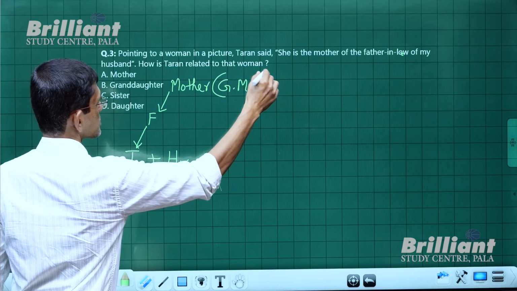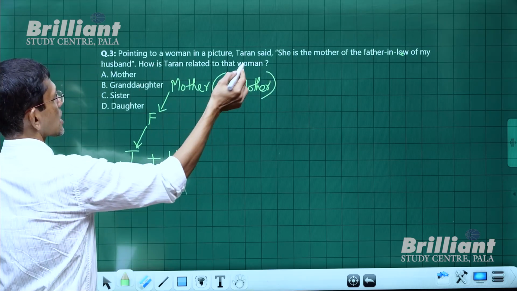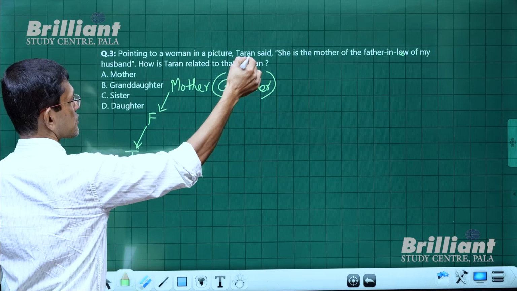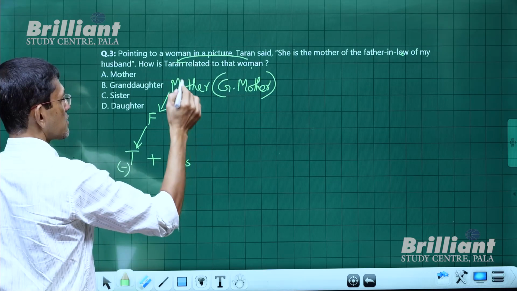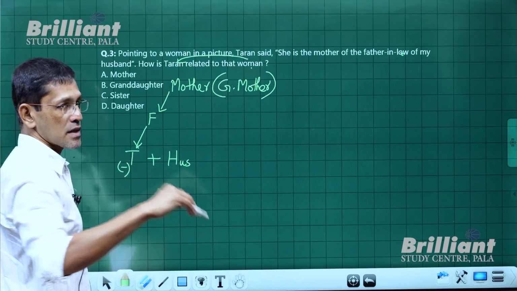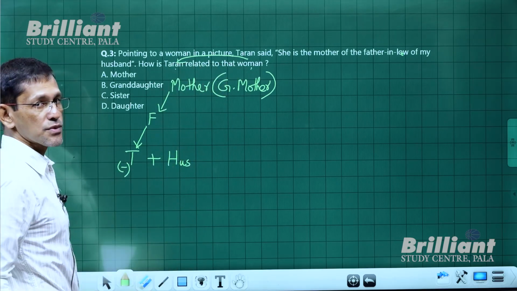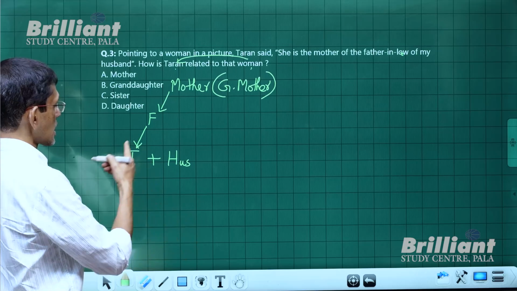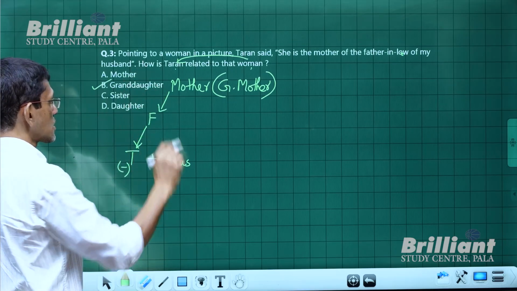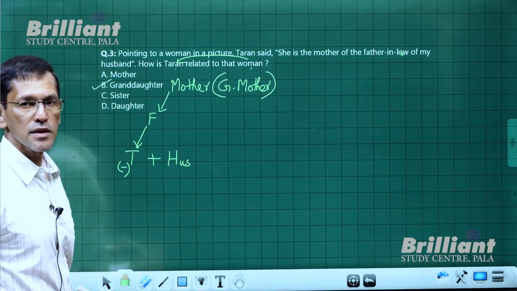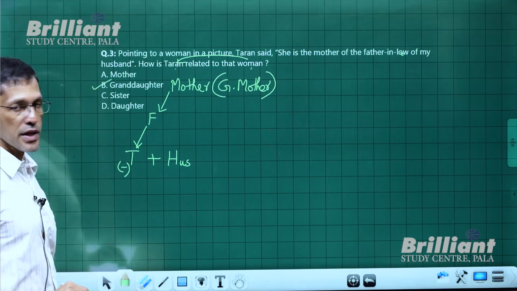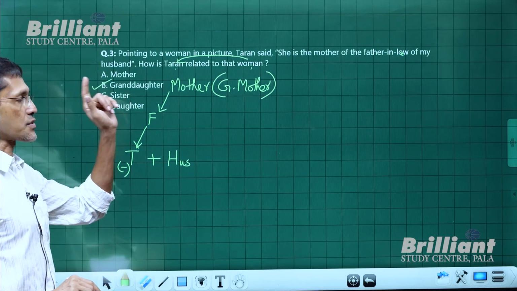And what is the question? How is Taran related to that woman? So from that woman's point of view, who is Taran? From Taran's point of view, that woman is the grandmother. And from that woman's point of view, Taran is who? Granddaughter. So Taran is a female, so we know that it's granddaughter. Confirmed. So that's question number 3. The answer is what? Second answer choice, granddaughter.